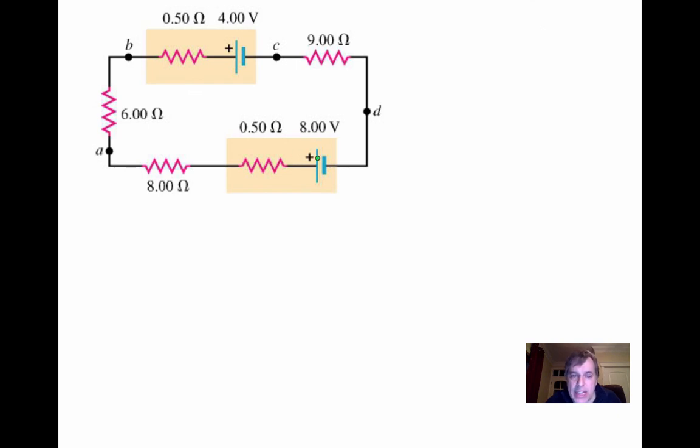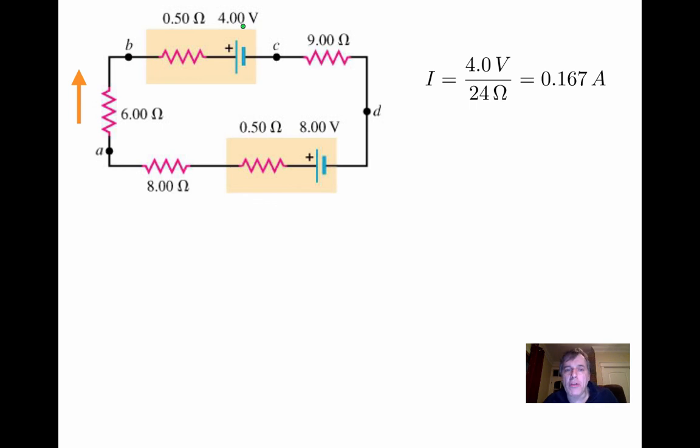Now, this one is pushing the charges this way because it's positive here. This one's pushing the charges this way. But now, because this is 8 volts and this is 4 volts, the 8 volts will win over the 4 volts. So the current will flow clockwise. But you can just use Kirchhoff's laws. If you don't see that right away, it doesn't matter. You can just apply Kirchhoff's laws and you'll find the current.